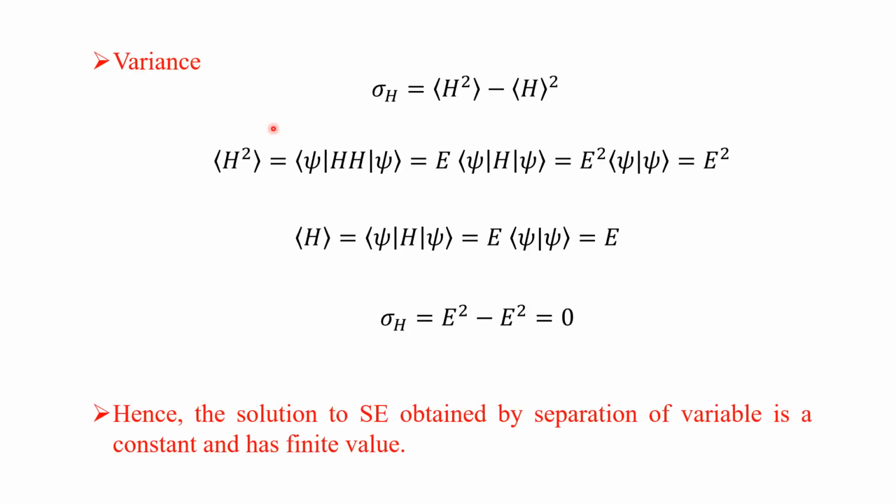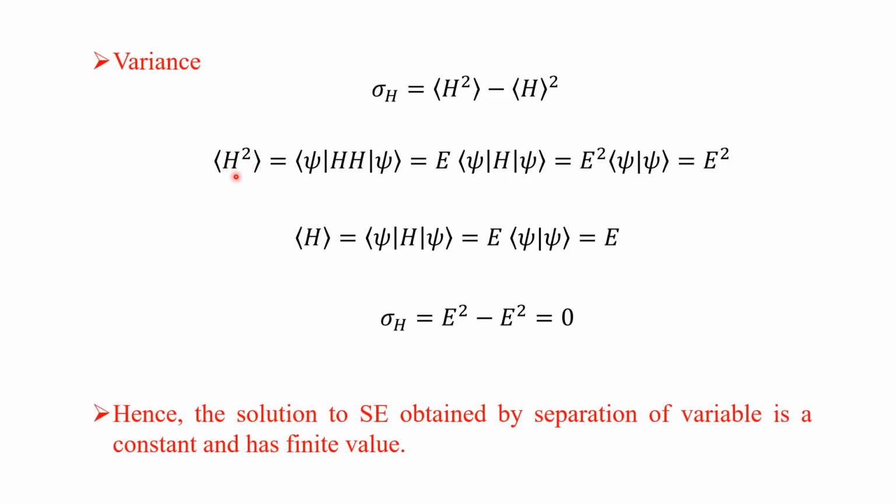Now we will see the variance of the Hamiltonian operator, that is sigma_H, where H represents the Hamiltonian operator. Sigma squared is the variance, which is equal to the expectation value of H squared minus the square of the expectation value of H. First you take the expectation value of H squared, then you subtract from it the square of the expectation value of H.